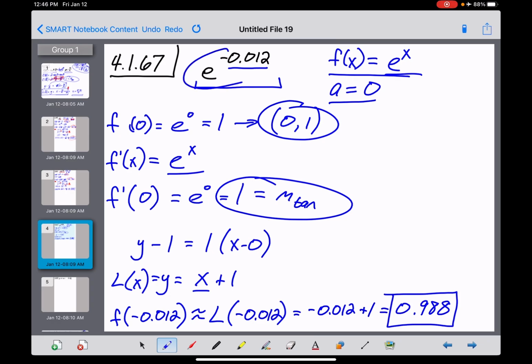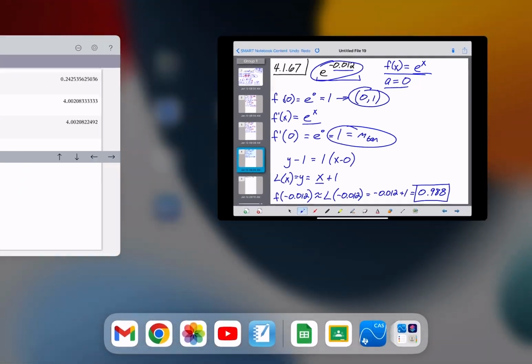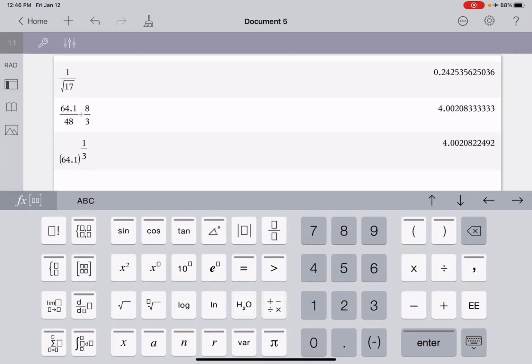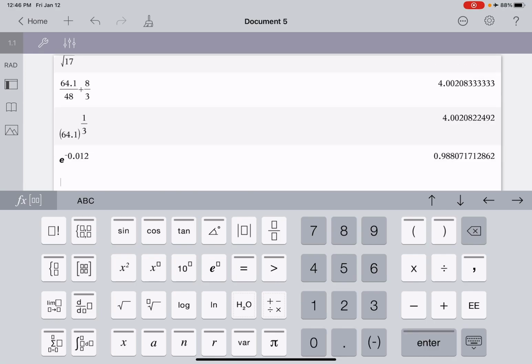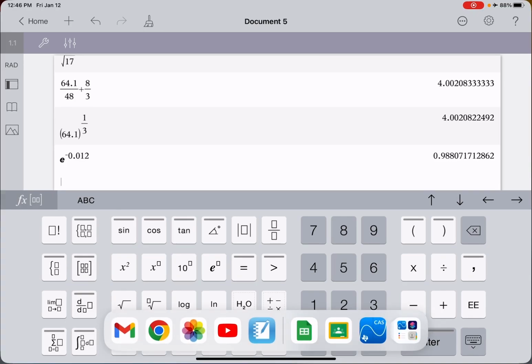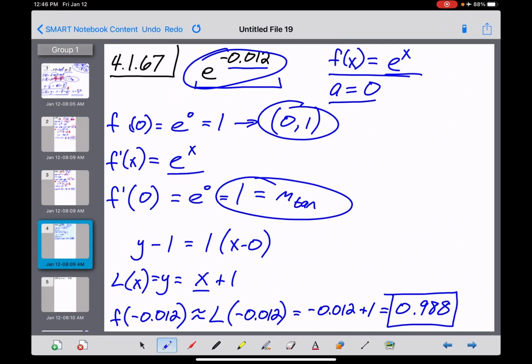So now I'm just kind of curious to go to my calculator and plug that in and see how close we actually got on this one. If we were going to evaluate e to the negative 0.012 power, we get 0.988071 and so on. So my answer of 0.988 seems pretty good to me. Okay. So that is how we do number 67.